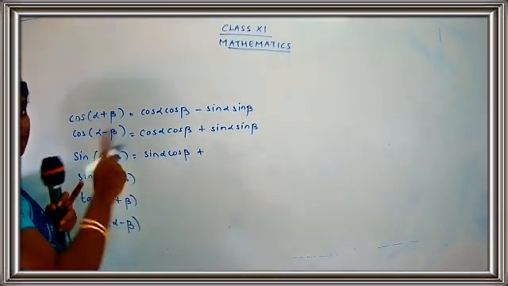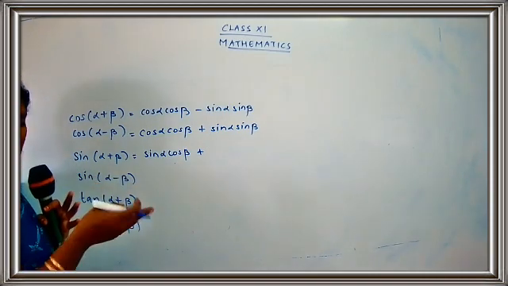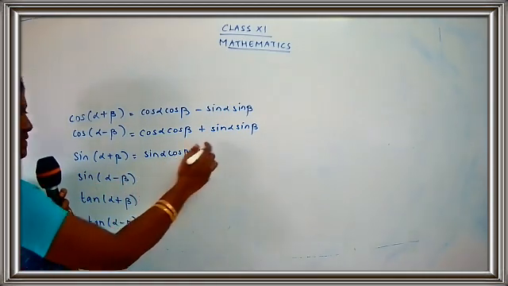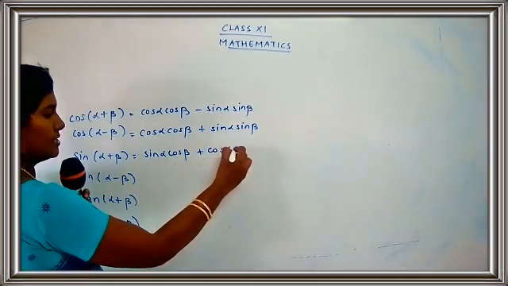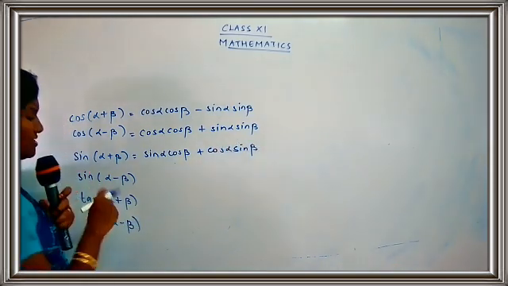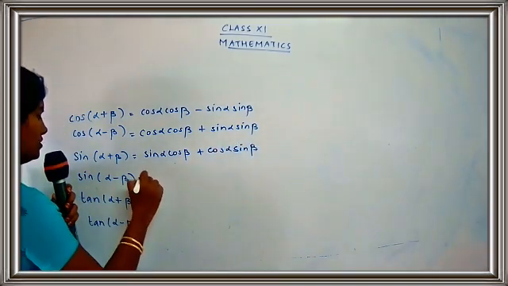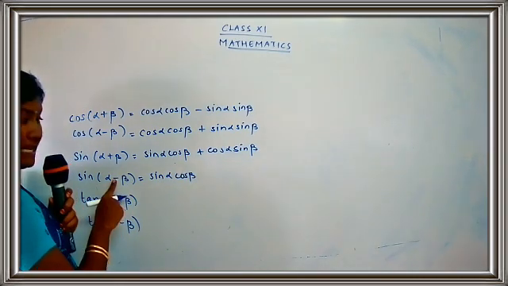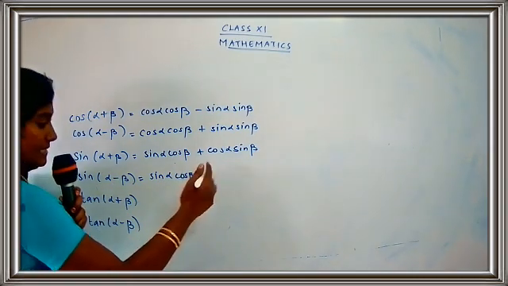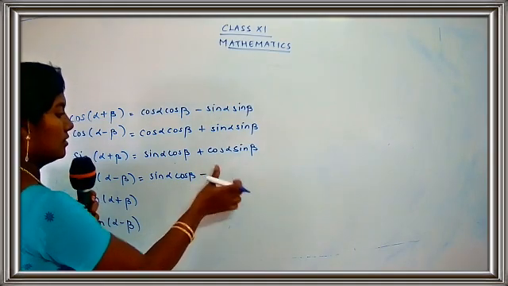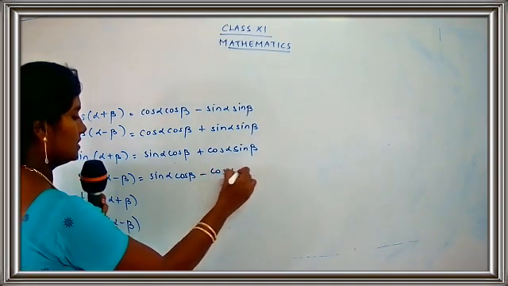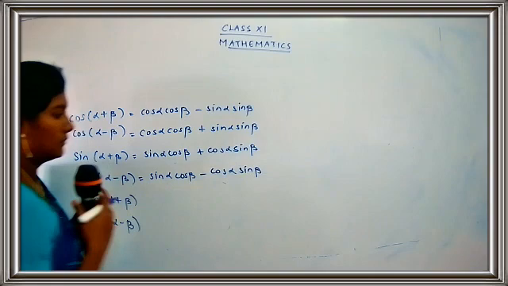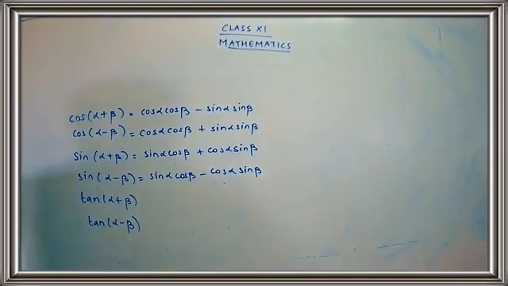And here we are using both the functions together, sine and cos. Sine alpha cos beta, cos alpha sine beta. Sine alpha minus beta. So that's sine alpha cos beta. The minus sign remains the minus sign, minus cos alpha sine beta. Okay, children. Sine alpha cos beta minus cos alpha sine beta.